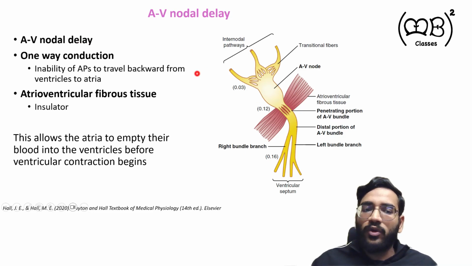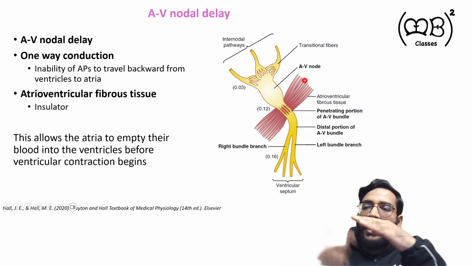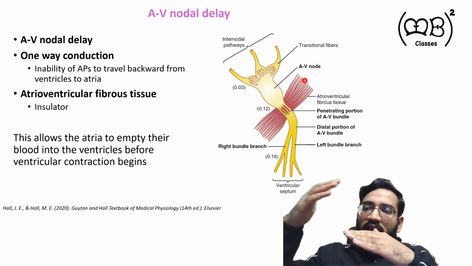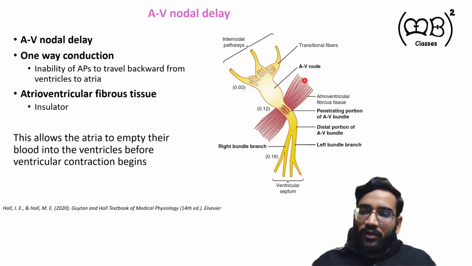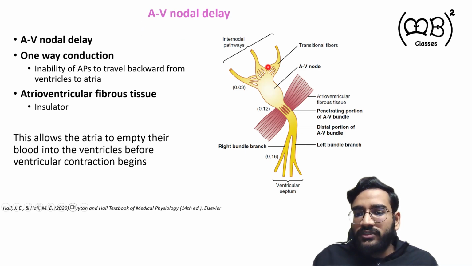Another property of the AV node is one-way conduction. There is an inability of the action potentials to travel backward. So the action potential can travel only in one direction, from the atria to the ventricles. Third, there is an atrioventricular fibrous tissue which acts as an insulator between the atria and the ventricles. So no impulse can be conducted from the atria to the ventricles via this fibrous tissue. The only pathway via which impulses can travel from the atria to the ventricles is via the AV node, the penetrating portion of the AV bundle and then the distal portion.